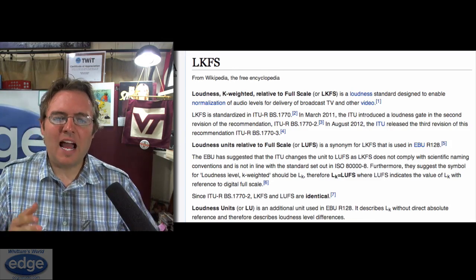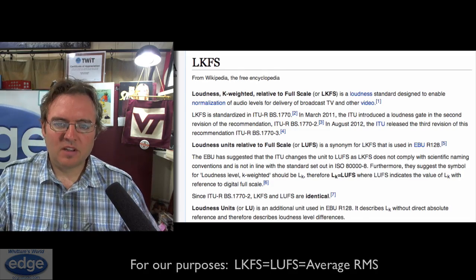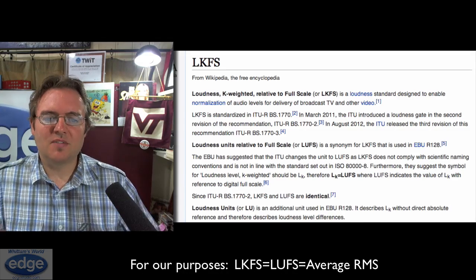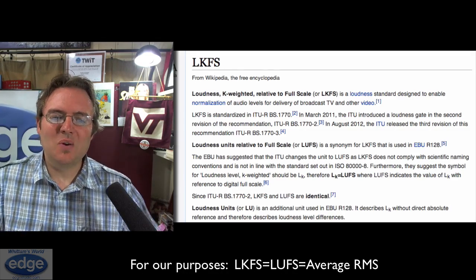Loudness units relative to full scale, or LUFS, is an acronym for LKFS that is used in the EBU, or Europe. Their standard is the R128 standard. The EBU has suggested that the ITU changes the unit to LUFS, as LKFS does not comply with scientific naming conventions and is not in line with the standard set out in ISO 80000-8.